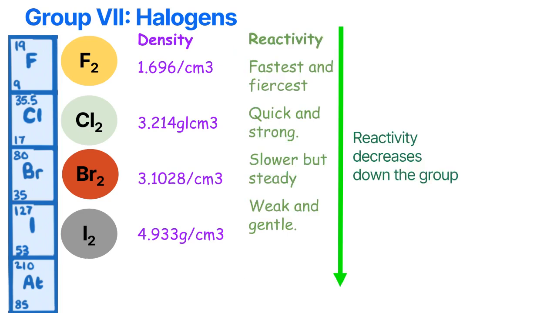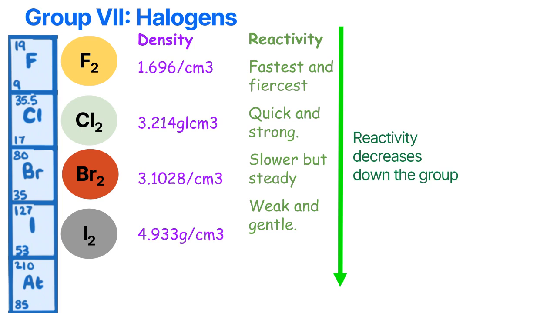Unlike Group 1, Group 7 reactivity decreases down the group. Chlorine is the most reactive, bromine is less, and iodine is the least reactive. Exam tip: always compare halogens carefully. Students often mix up this trend with Group 1.